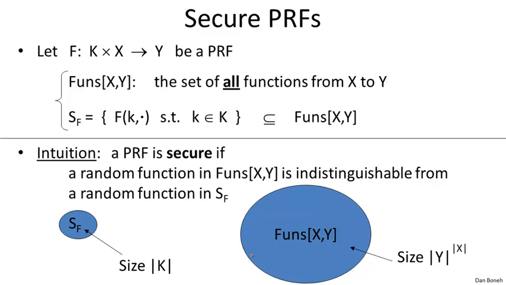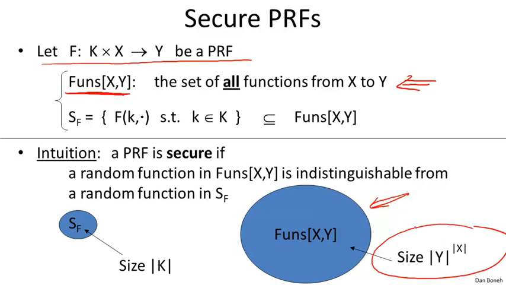Okay, so here we have a PRF, and I'm going to need a little bit of notation, not too much though. I'm going to need to define the set Funs[X, Y]. This is basically the set of all functions from the set X to the set Y, denoted here as a big circle, Funs[X, Y]. Now this set is gigantic. Its size is basically the size of Y to the size of X.